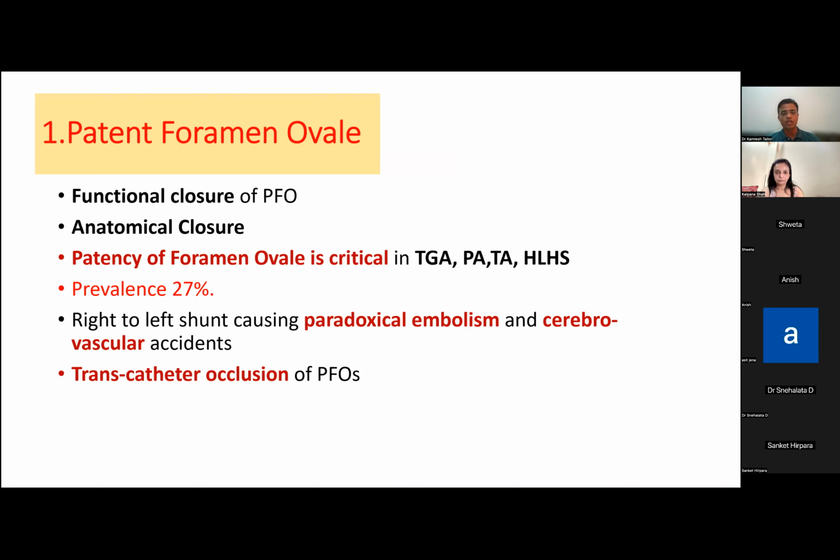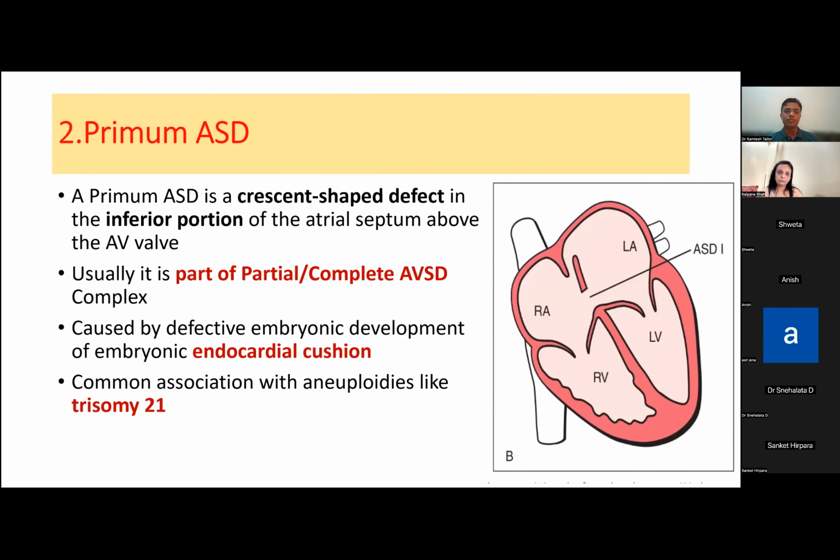So the prevalence is around 27%, and it is very critical for a PFO to be present in cases of TGA, pulmonary atresia, tricuspid atresia, hypoplastic left heart syndrome, because there the atrial mixing has to happen to keep the child alive. That is why it is critical. Right to left shunt in adulthood causes paradoxical embolism and cerebrovascular accident, and that is why if it is diagnosed, sometimes it is needed to be closed, either transcatheter or sometimes surgical.